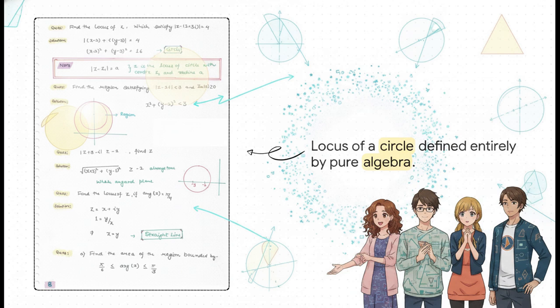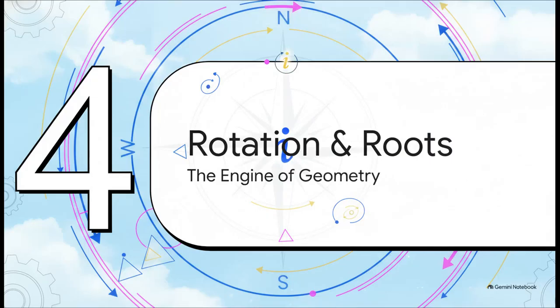And, well, what's the locus of a point that always maintains a fixed distance from a center? It's a perfect geometric circle. We literally just drew a circle using nothing but pure algebra. How cool is that? Moving right along to part 4, rotation and complex roots.